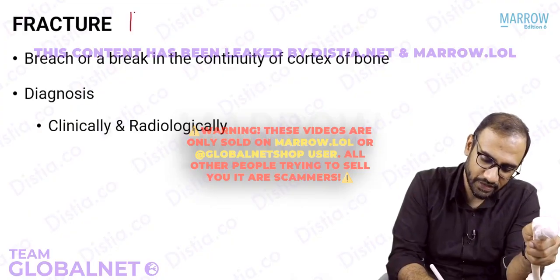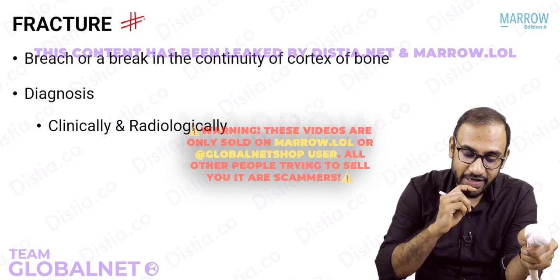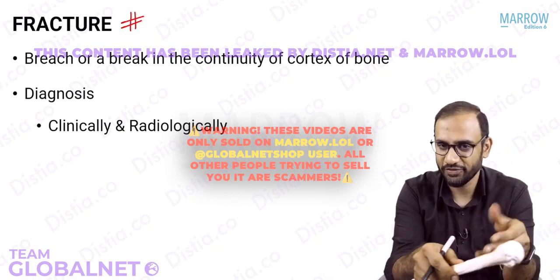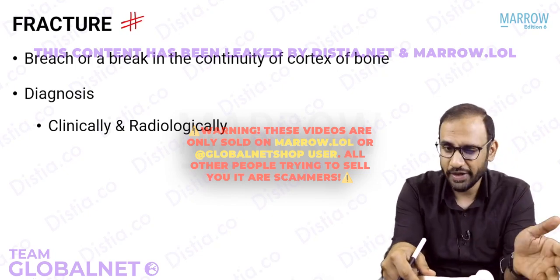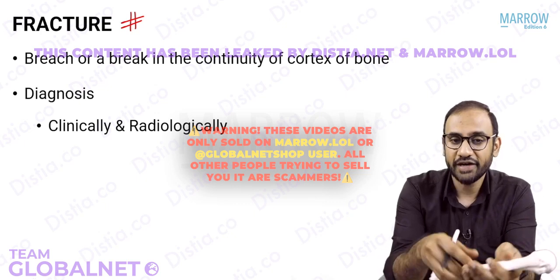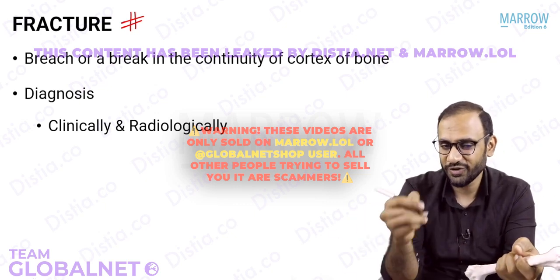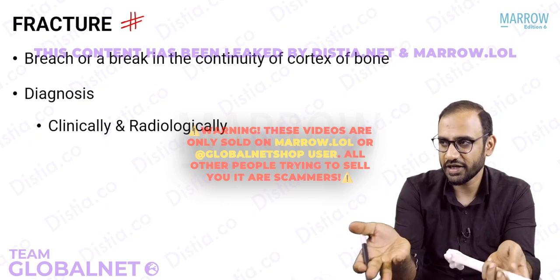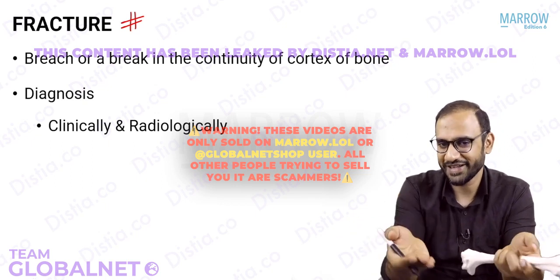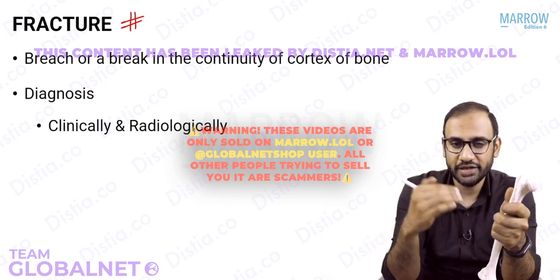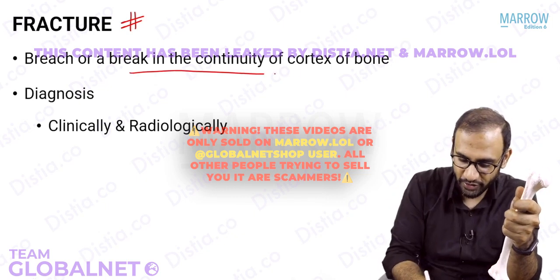Now for the symbol we use hash. Okay, hash is the symbol that we use to describe fracture. So this is how I will probably sometimes write it, although I have tried not to. And when the orthopedic surgeons are usually writing notes, you will see this symbol. So don't immediately think it's a hashtag for something. It's a fracture sign. Anyways, so it's a break in the continuity of the cortex of the bone.